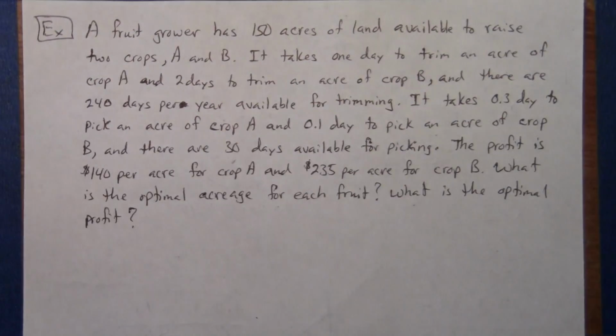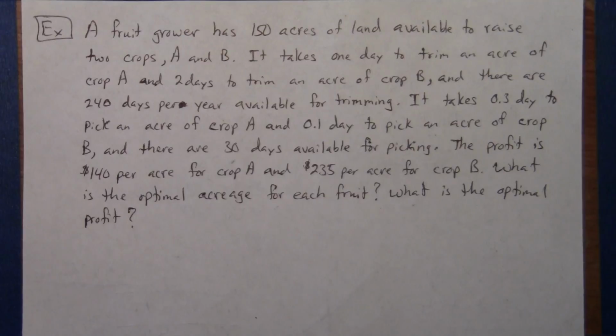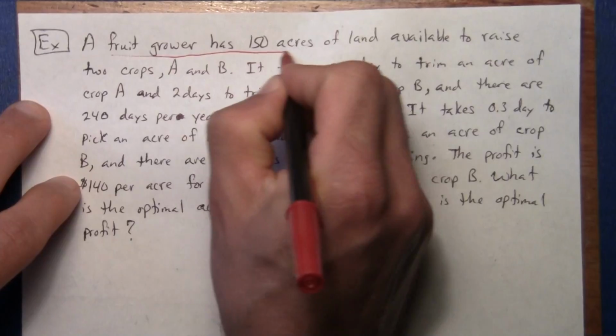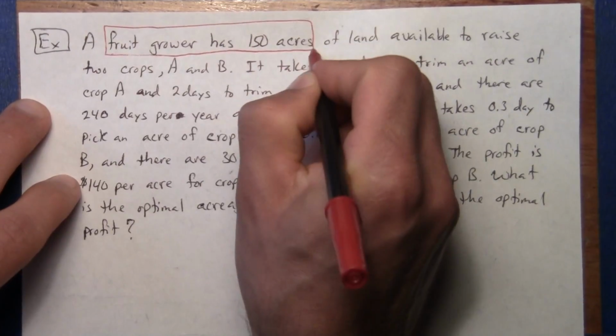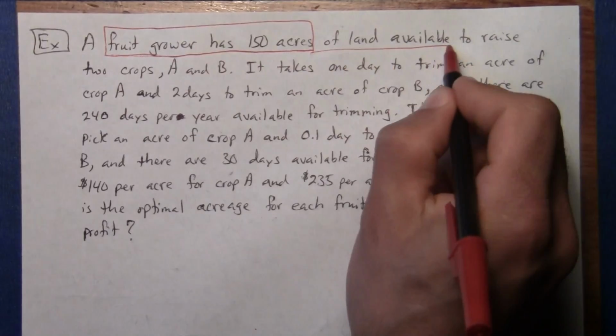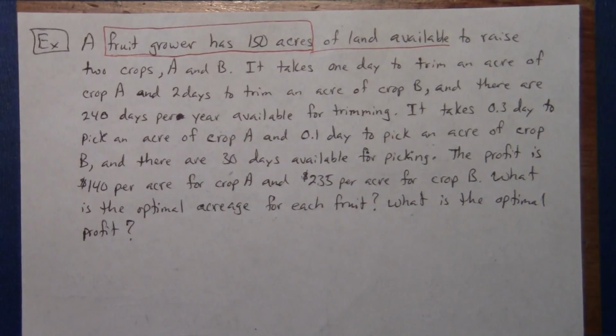Again, it's the same type of problem. The only difference is I've got to be able to get the inequalities myself. And so we're going to read through and see if we can't find some important information in there. Alright, it starts by saying a fruit grower has 150 acres. That's going to be important. Alright, has 150 acres available to raise two crops, A and B.